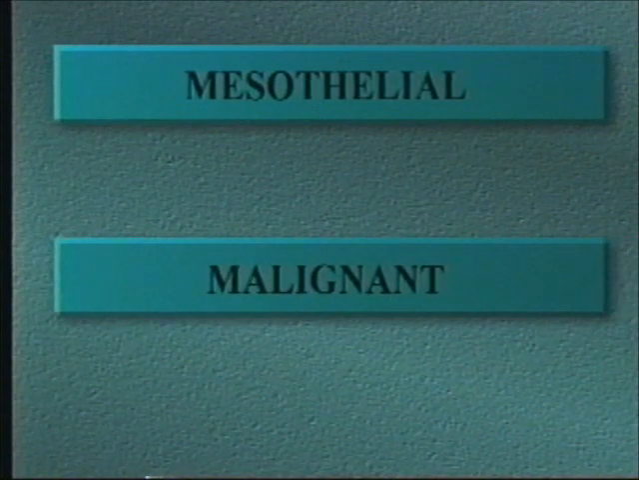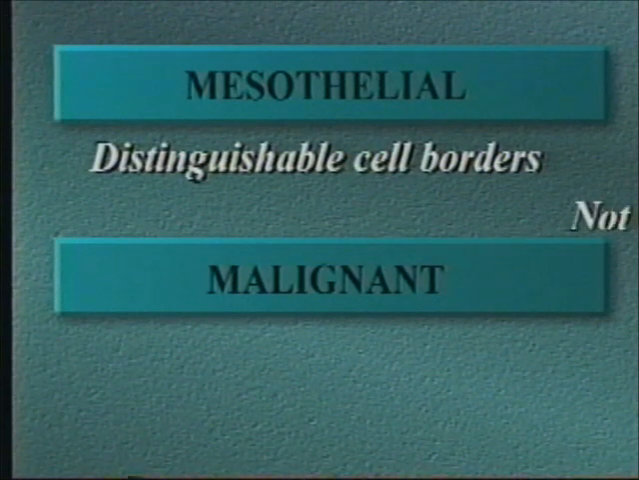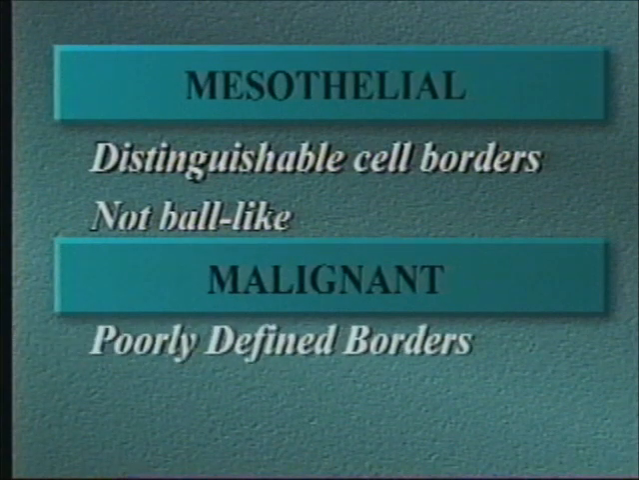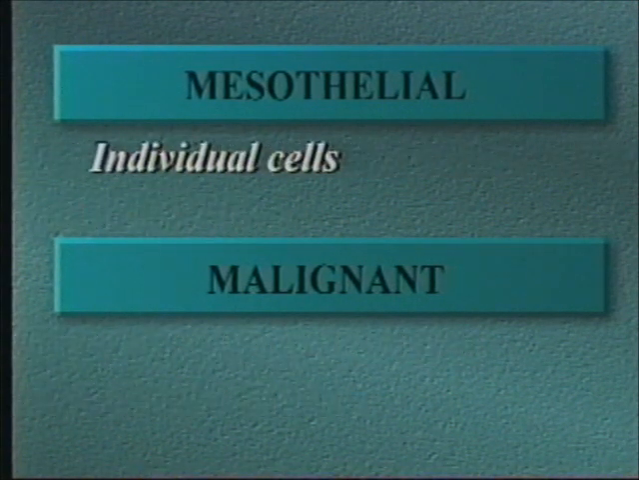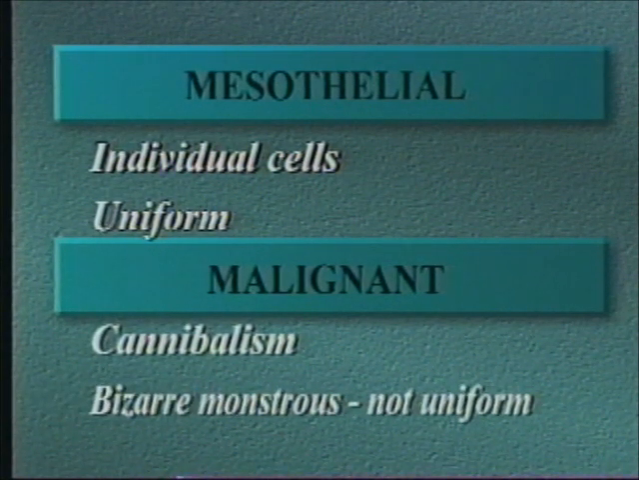Mesothelial cells have distinguishable cell borders when they occur in clumps or clusters. The clusters or clumps are flat sheets of cells, not ball-like. In malignant cells, the cell borders are poorly defined. Frequently, the cells are in clumps appearing ball-like or three-dimensional. Mesothelial cells are individual cells. They may be large, but not giant, and tend to be uniform in size. In malignant cells, often there are cells within cells. This is called cannibalism. Another common finding is the non-uniform and often monstrous or bizarre appearance of the cells.